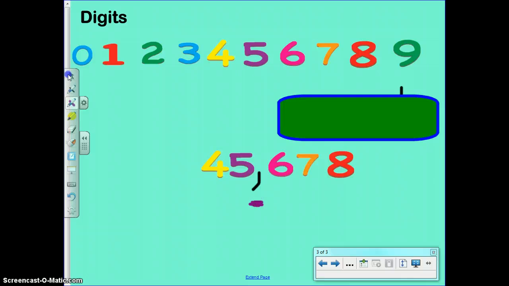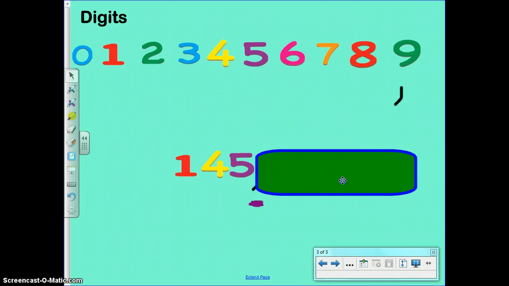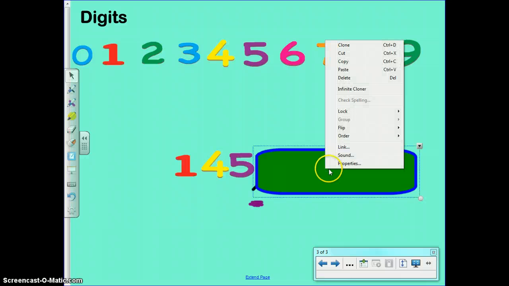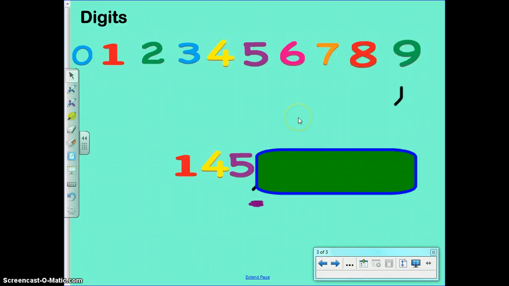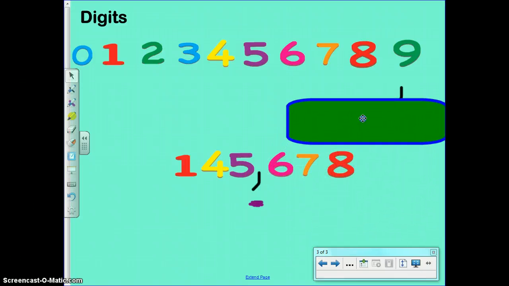Let me show you another number. Let's pretend I put this one down here. I cover up the number again with my little rectangle. What does that number look like? It looks like 145, right? But as I move away what I'm covering up, I see my comma. So it's not just 145, but it's 145,678. And that's how we simply read these bigger numbers.